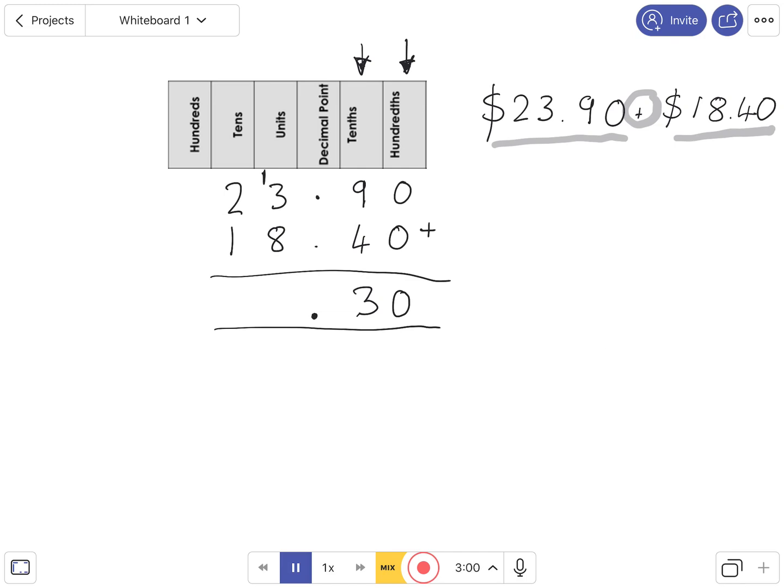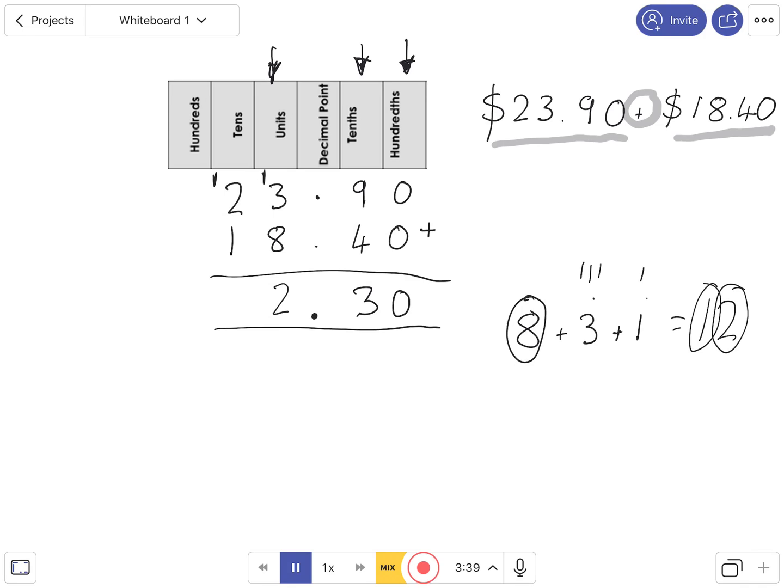Now I move to my next column, which is my units column, and I've got 8 plus 3, plus I've got my extra 1 that we need to remember that I created from my tenths column. 8 plus 3 plus 1, I know I can start at 8 and count on 3 and then another 1. 8, 9, 10, 11, 12. My answer's 12. Now I know when I create more than 9 units or 9 ones, I regroup that in the tens column. So I have 2 ones left over, and I have a 10 that I can move to the tens column.